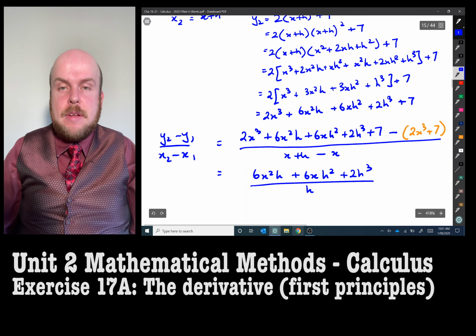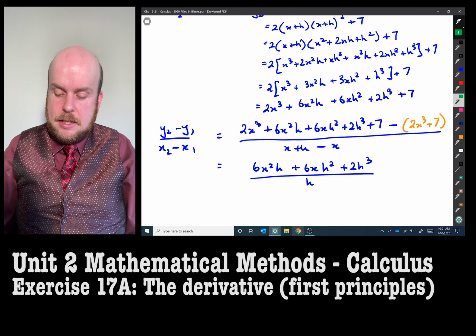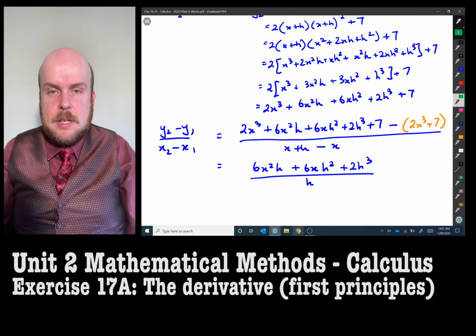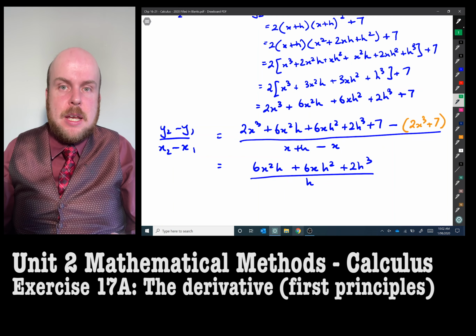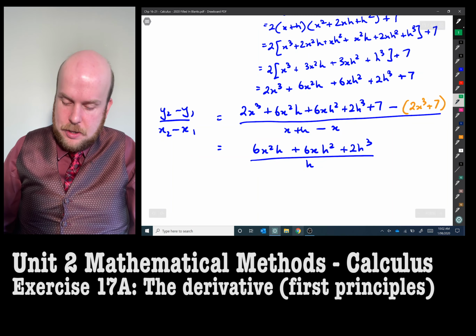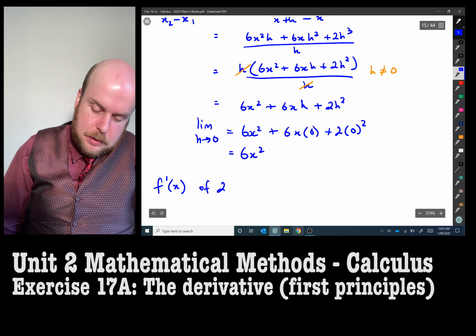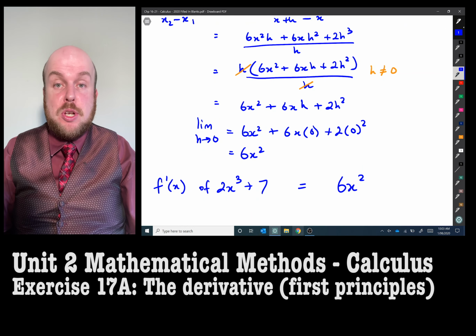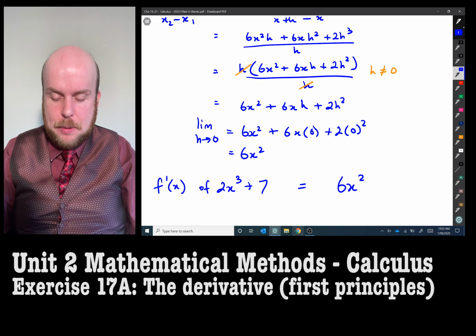If you have to do this by first principles, which you are expected to do, and you get to this step and you've got, I don't know, a number left over, or an x that doesn't have an h in it, you have done something wrong and you need to go back and check. There should just be h's all over the numerator here. So now we have made a formula that if I substituted x for any number, I could find the instantaneous rate of change at that point.